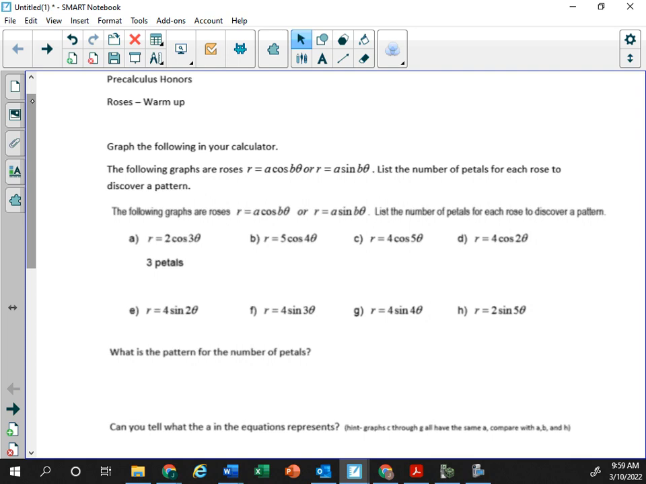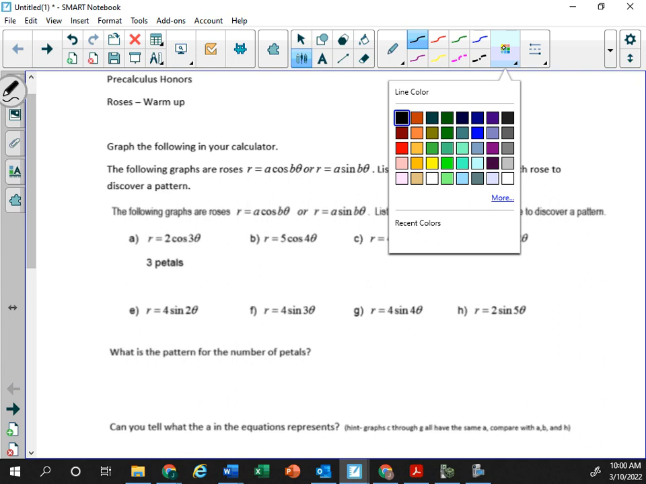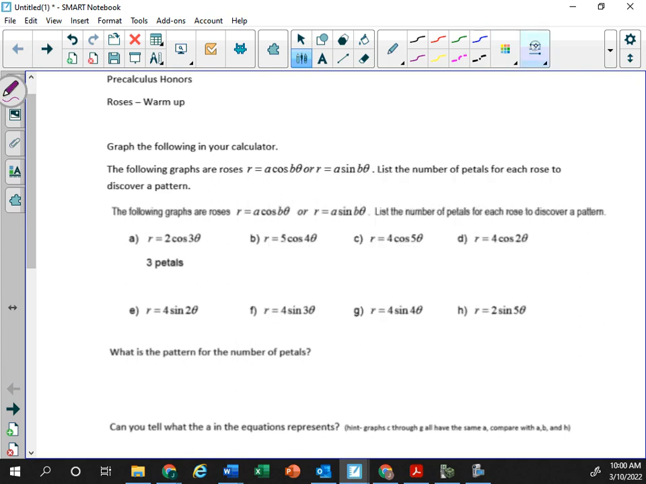All right, guys, so let's fill this in. How many petals for equation B there? 8 petals, yes. What about C? 5, and D? E, F, G, and H.